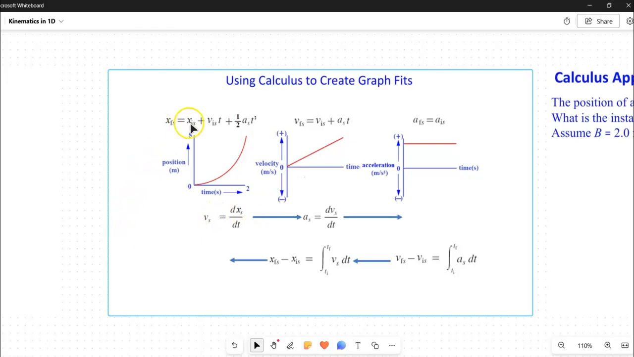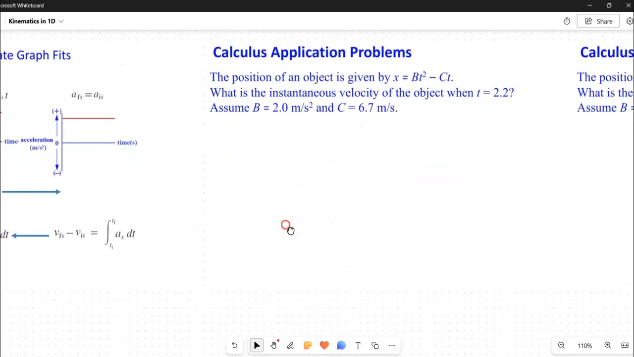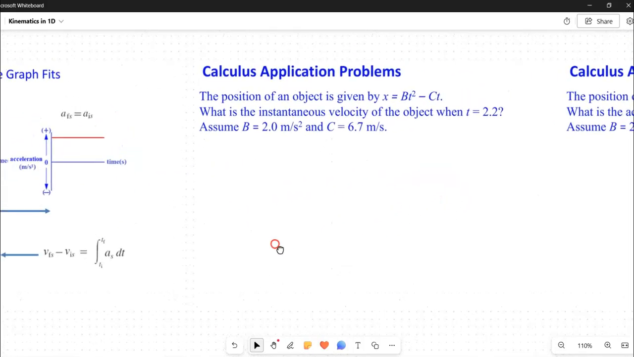Now, you are going to have to know differentiation, how you take a position versus time equation and turn it into a velocity versus time equation, and then turn that into an acceleration versus time equation. And if you're given an acceleration, figure out a velocity versus time equation from that, and then integrating that again to make it a displacement equation. Okay? So let's do a couple problems here.